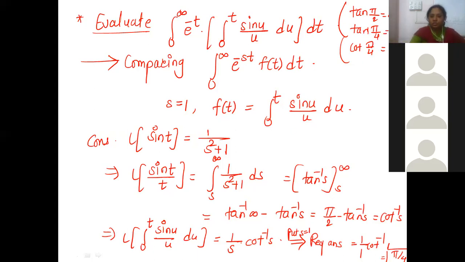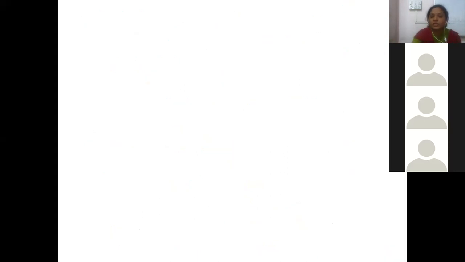If you don't know this cot inverse, you can write it here itself: tan inverse 1, pi by 2 minus tan inverse 1. And you can solve. Tan inverse 1 is also pi by 4. Pi by 2 minus pi by 4 is again pi by 4. You can check. So yes, here it ends the Laplace transforms. We'll start with inverse Laplace transform.